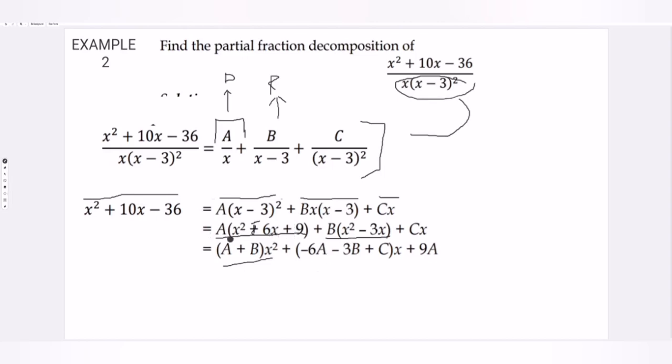So 6 times a, negative 6 times a, so this is negative 6a. We have also x here, so negative 3b. And then the same here, we have c times x. Plus, for the constant, we have only 9a. We have no constant here and also here, so only in the first term. It's 9a.